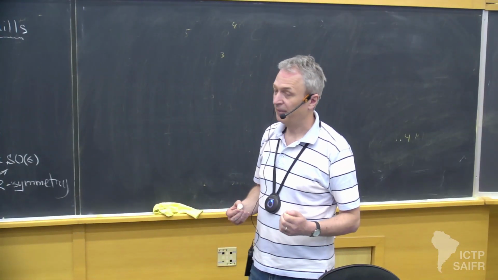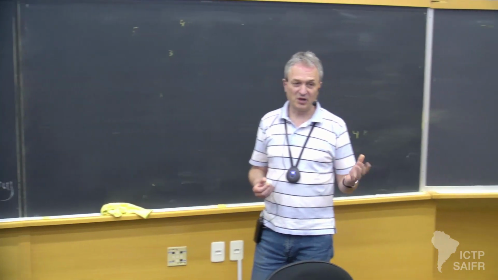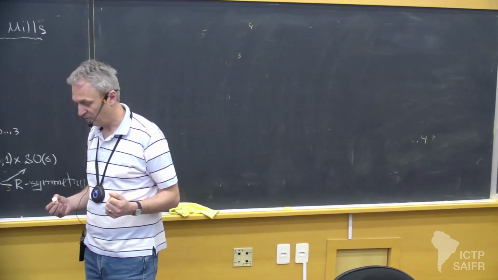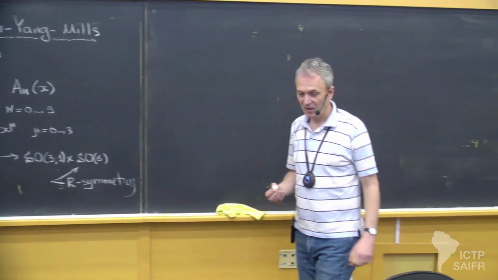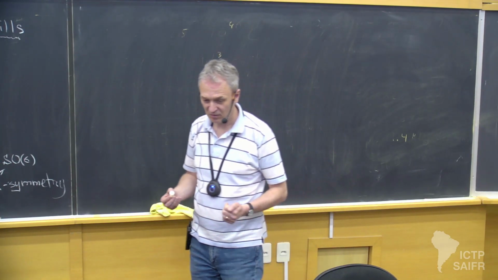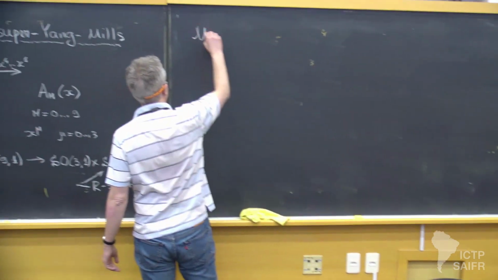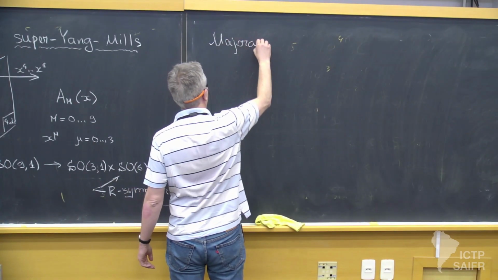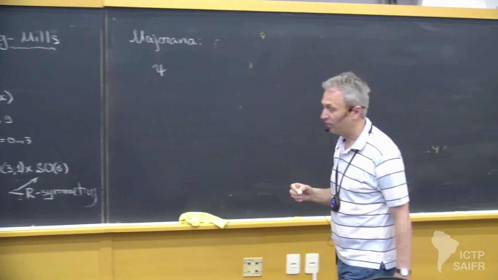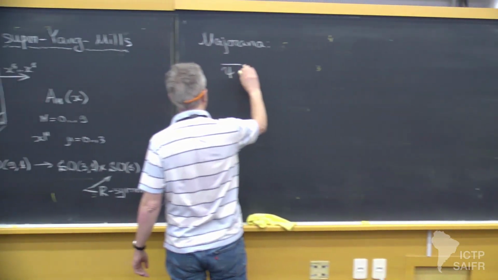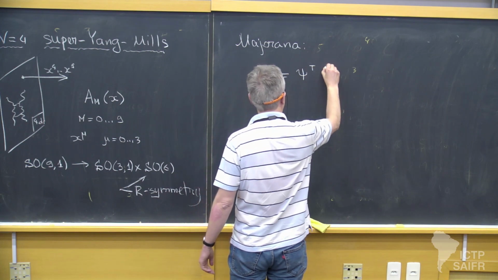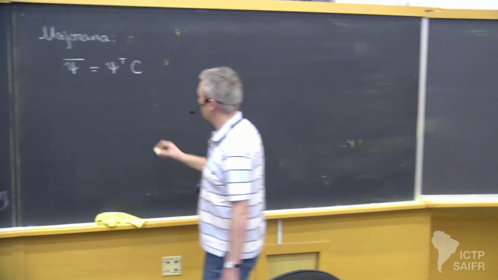So fermions, well, there are two ways to define relativistic fermions. One is Dirac fermions, and the other is Majorana. And both have to do with the fact that you need to define conjugation of a fermion. So Majorana fermions use transposition for conjugation. So the Majorana conjugate spinor is a spinor that is transposed multiplied by the charge conjugation matrix.